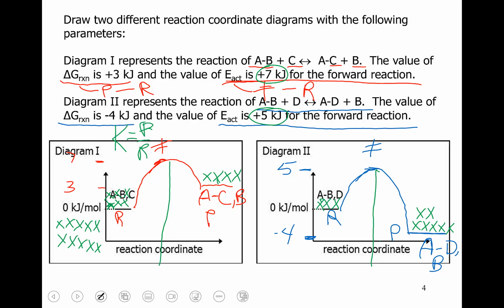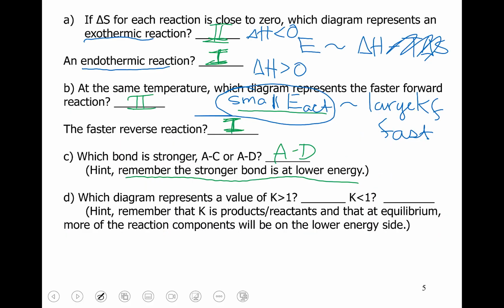So if K is product over reactant, for diagram 1, I might have 4 over 6, which is less than 1. For diagram 2, I might have 7 over 3, which is greater than 1. So the diagram that has an equilibrium constant that is greater than 1 is the one with product at the lower energy, which is diagram 2. And the one that has an equilibrium constant less than 1 is diagram number 1, where reactant is at lower energy.